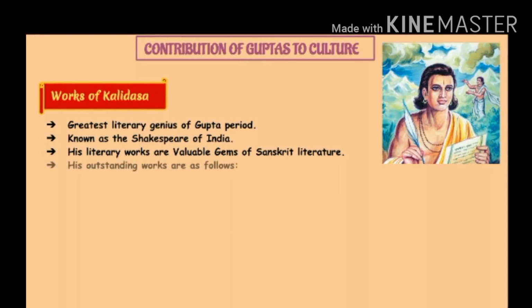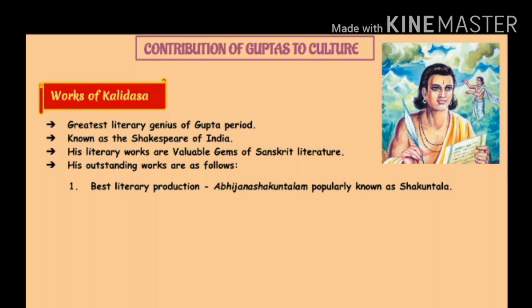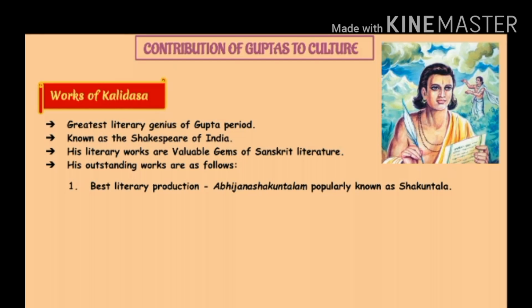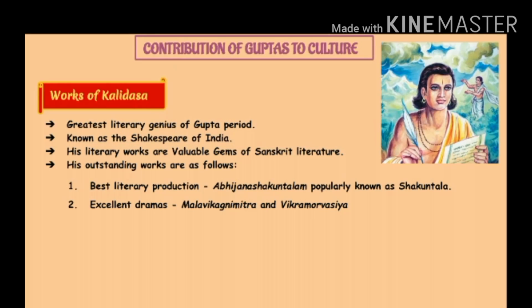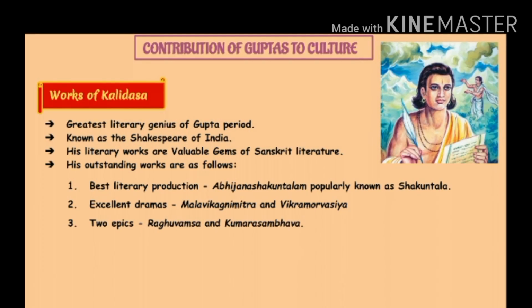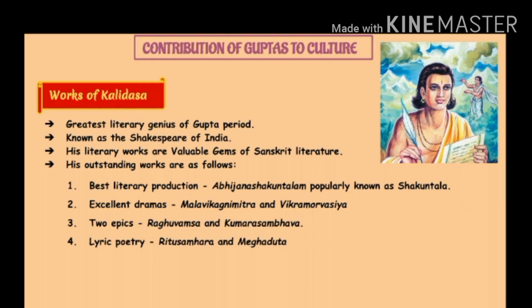His outstanding contributions are: the best literary production is Abhijnana Shakuntalam, popularly known as Shakuntala. His excellent dramas are Malavikagnimitra and Vikramorvashiya. His two epics are Raghuvamsha and Kumarasambhava. The two lyric poems are Ritusamhara and Meghaduta.